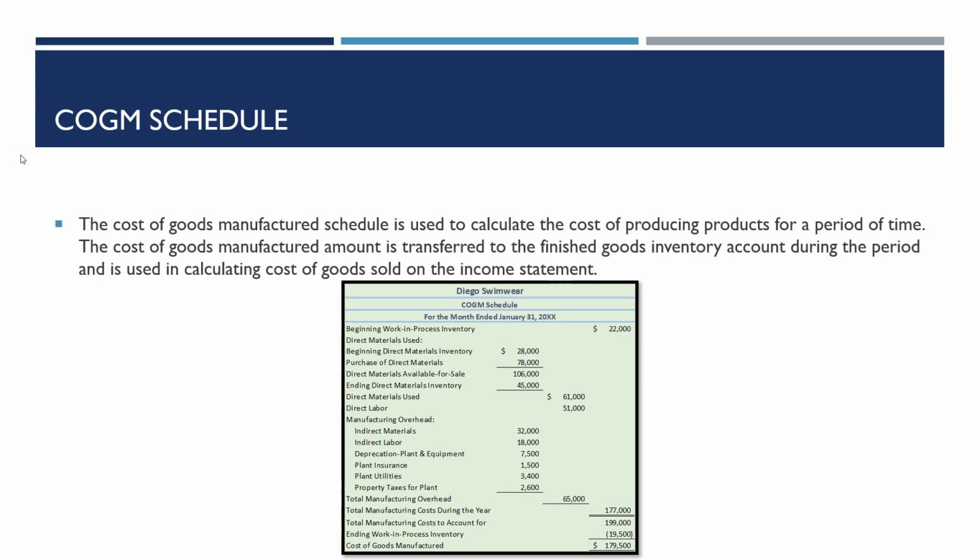Because if we know how much went in to goods which we have finished during the period, we can use that number to figure out what amount of those costs we can finally expense as cost of goods sold when we sell that finished product.